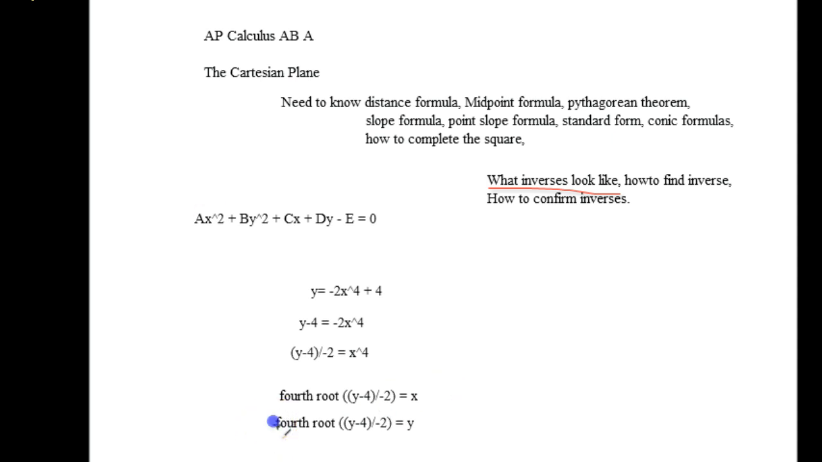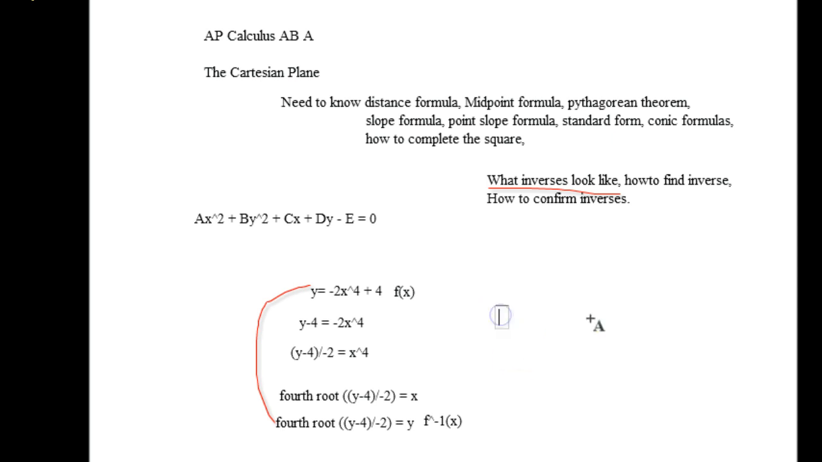This is the actual inverse of this one. So these two are inverses of each other. We would probably notate this as f of x, and this would be f to the negative first of x. The gorgeous thing about it is that it looks nice and just works out.